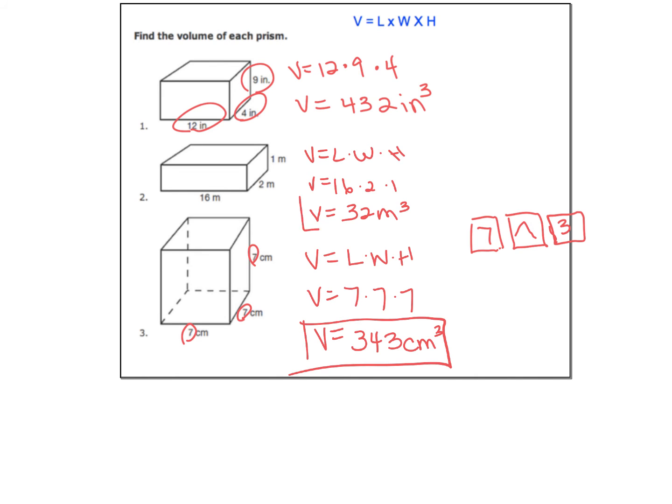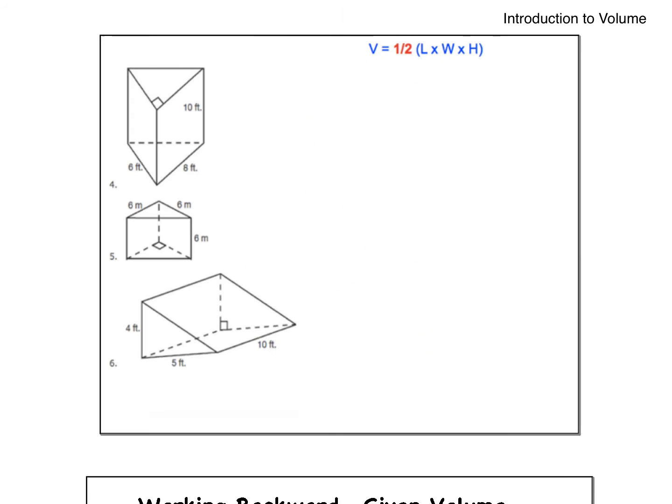All right, so I have my 3 answers here for volume. Great job. So our next slide here is doing the volume of a triangular prism. Now remember what we said is that a triangular prism is half of a rectangular prism. So we kind of have 2 different formulas or ways to write it. So it could be that volume equals 1/2 times the length times the width times the height.